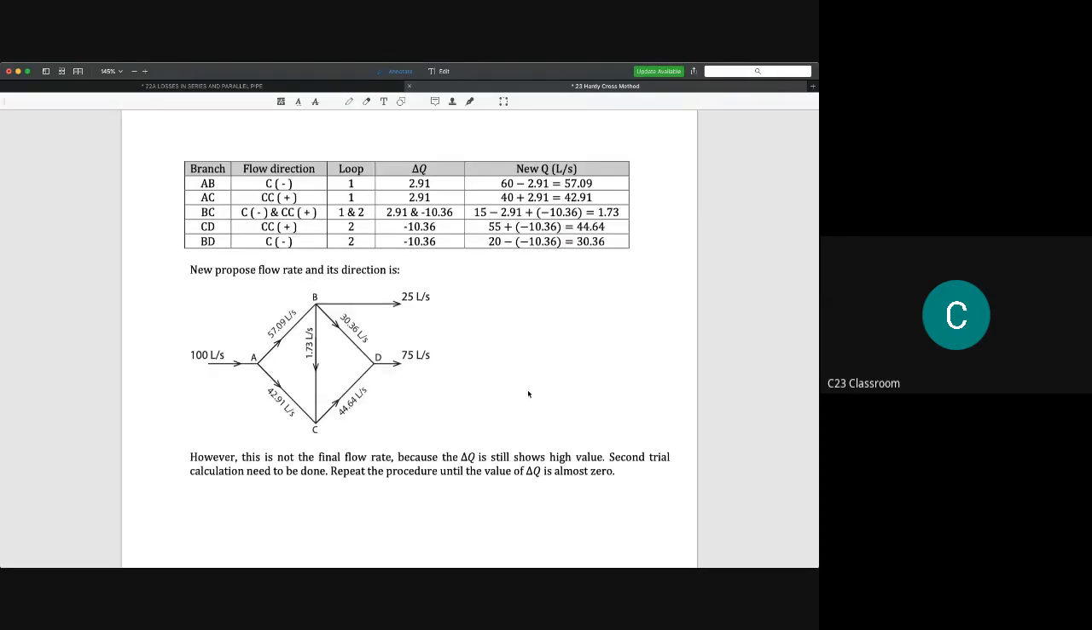Okay, so setelah awak kira, awak tahu flow rate masing-masing, so you could determine flow rate for each pipe. So what you need to do is you need to write as this one. Maknanya awak kena buat diagram macam gini. And then awak tentukan kadar alir dia 57.09 di sini dan sebagainya. So di sini awak boleh check.